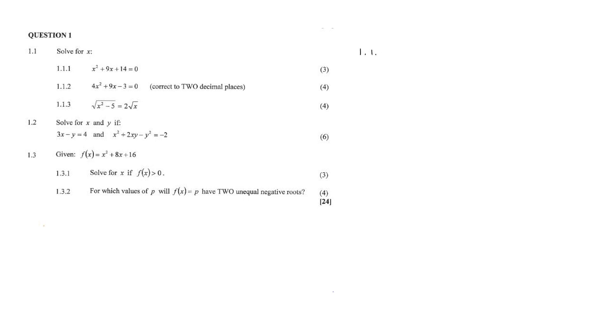Question 1.1.1, right, we have x squared plus 9x plus 14 is equal to 0. Right, we've got a nice form of the trinomial over here. We've got all of our terms present, right? So chances are we are just going to factorize this quite nicely into 2 brackets. Let's see.